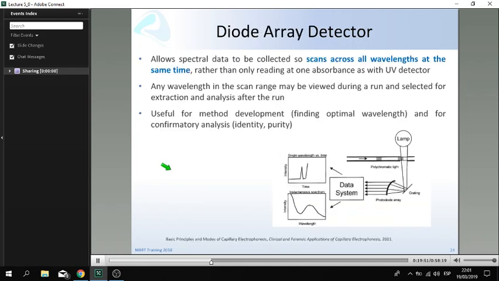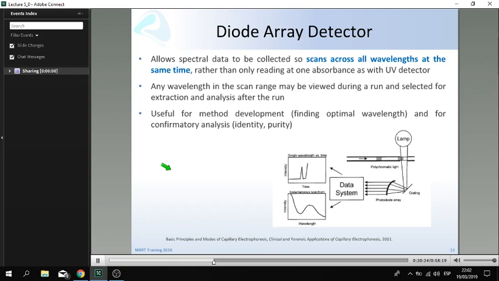Then you can have a diode array detector. This allows you to scan across all wavelengths at the same time, so you don't have to pick just one absorbance, like with a UV detector. With a UV detector, you can only pick one wavelength. This allows you to scan your sample across all wavelengths, and then you can look at all of those wavelengths during a run and analyze them after the run.